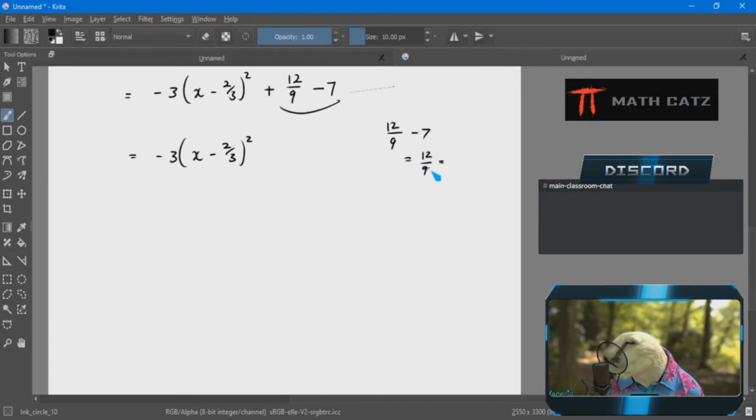Oops, that's not an equal sign, it is a minus. Minus, how much is 7? 7 is what over 9? Just to see if anyone is even listening to what I'm saying. It's good to have more of a back and forth discussion, right? Common denominator, 7 is what over 9? See, I give you all the easy questions. 63, thank you. So over 9, 12 minus 63.